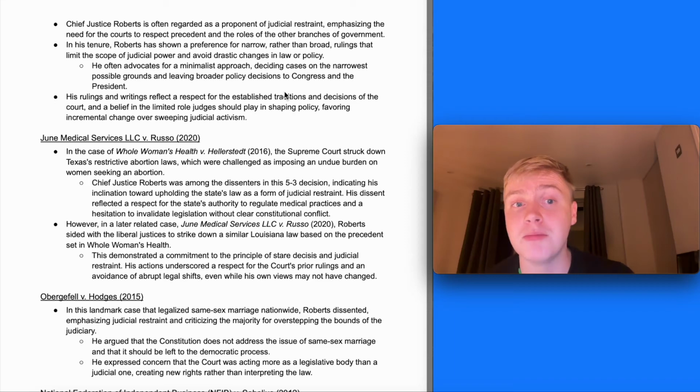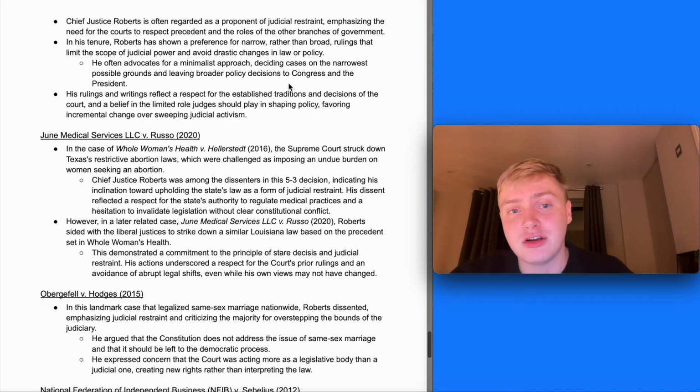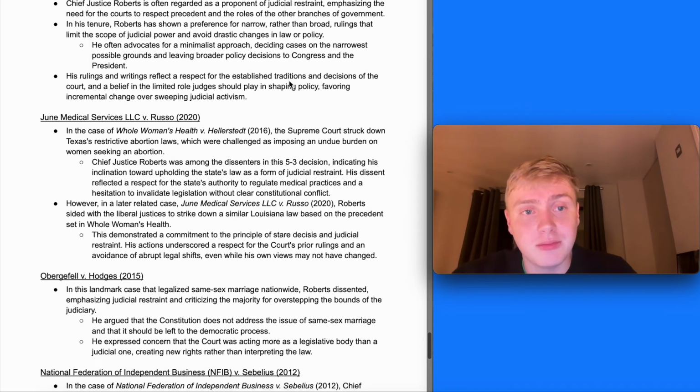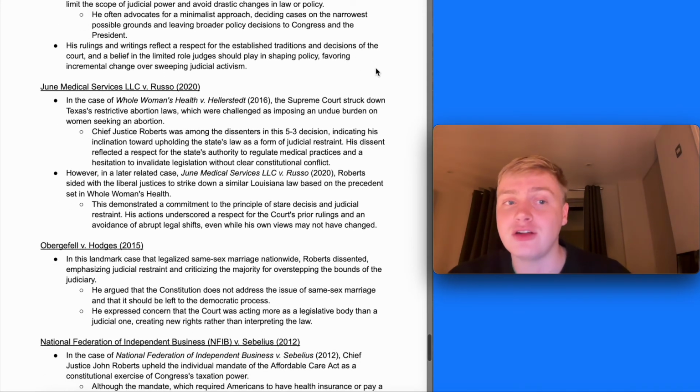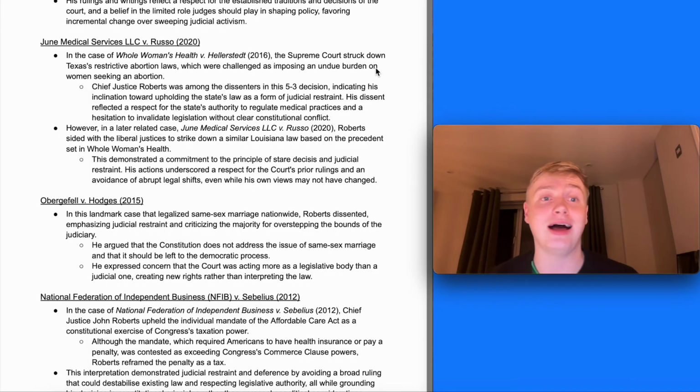He often advocates for a minimalist approach, deciding cases on the narrowest possible grounds and leaving broader policy decisions to Congress and the President. His rulings and writings reflect respect for established traditions and decisions of the court, and a belief in the limited role judges should play in shaping policy, favouring instead incremental change over sweeping judicial activism. So, there are a number of cases we're going to look at that can show this.